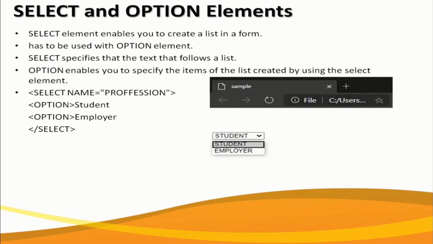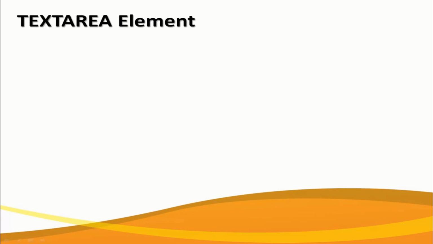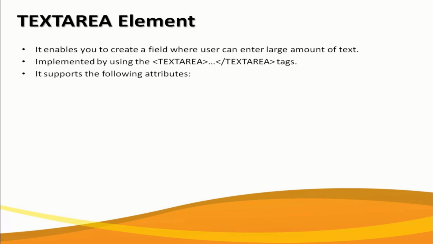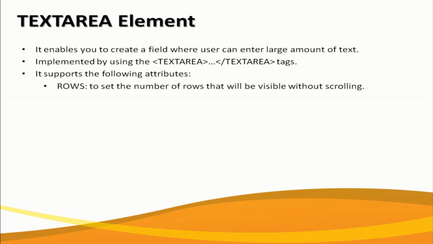Now consider a situation where a customer wants to give descriptive feedback. The textarea element enables you to create a field in which the user can enter a large amount of text. This element is implemented by using the textarea opening and closing tags. The textarea element supports the following attributes. Rows. This attribute enables you to set the number of rows of text that will be visible without scrolling up and down in the field.